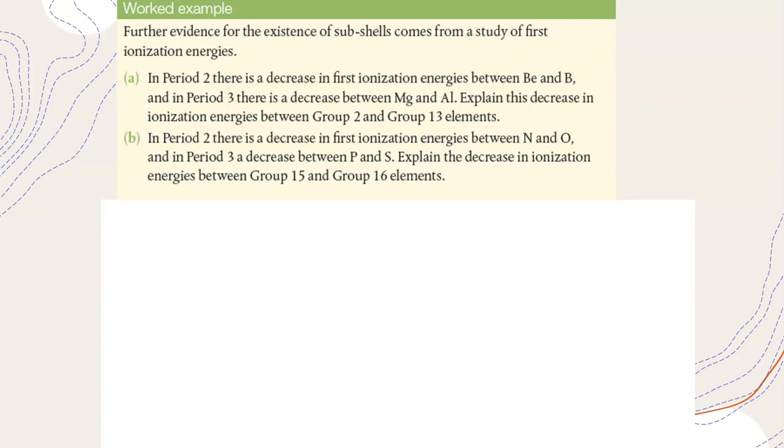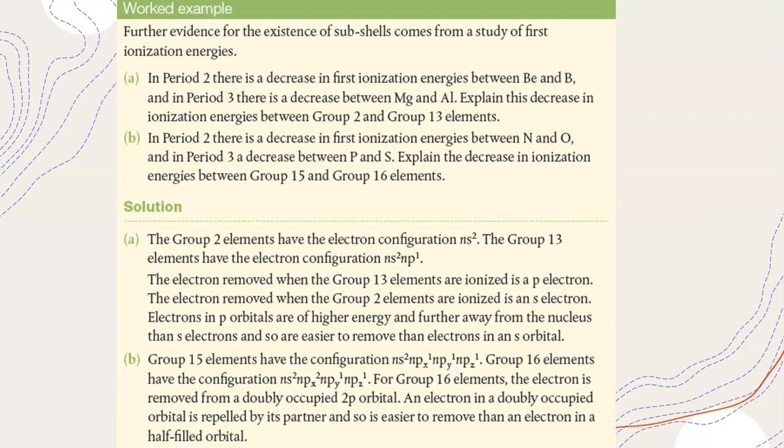Okay, remembering groups, we're now in group 2 and group 13. Think about what happens between the effective nuclear charge, ionic radius, and things like that as we go across. Question 2 then asks us, in period 2, there is a decrease in first ionization energy between nitrogen and oxygen. And this is seen again in period 3 with a decrease between phosphorus and sulfur. Explain the decrease in ionization energies between group 15 and group 16 elements.